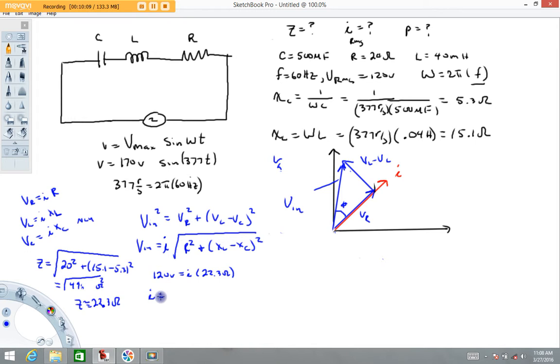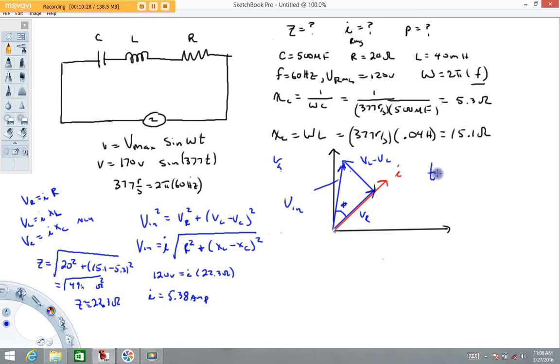that 120 volts divided by 22.3 ohms. I get about 5.38, or let's just say about 5.4 amps. Now we'll write the 5.38, I guess. There's the average current. All right, let's talk about that phase angle right there.